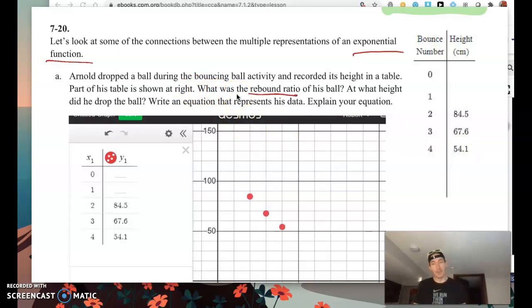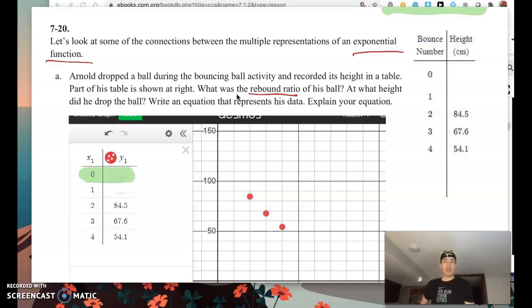Now, if you don't recall, a rebound ratio is when we drop a ball from a fixed height, what proportion of the drop height do we expect it to bounce back up? Okay, and what we're asked is, at what height did he drop the ball?